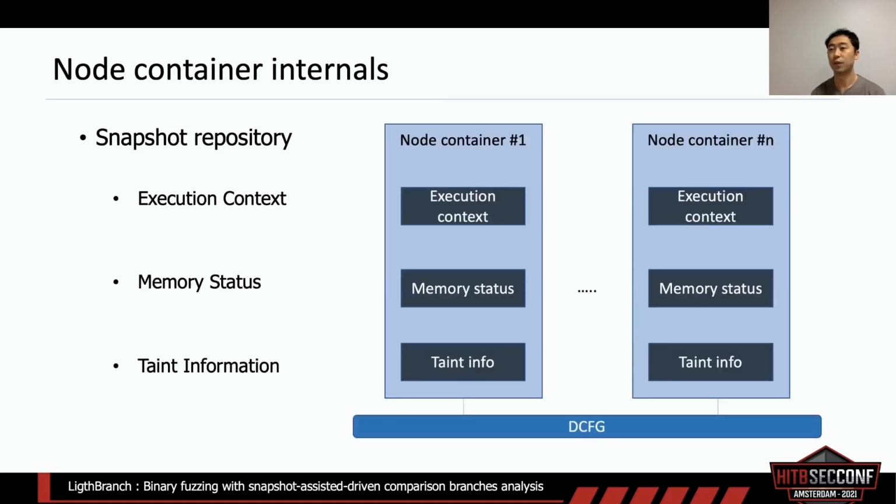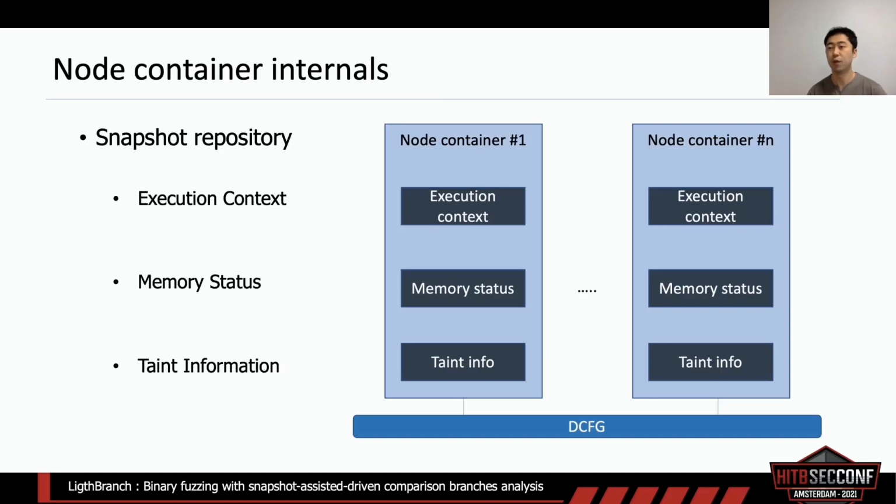So this is the node container made by the CFG constructor. Actually, each node container has a snapshot repository. It saves the execution context and memory state of the conditional branch. And it saves taint information as well. For preserving memory state, we record previous values of memory that have been modified during runtime.